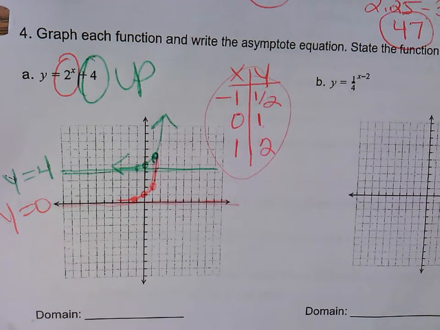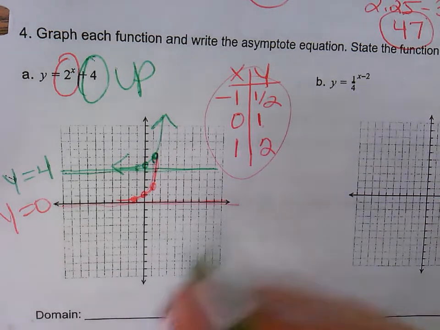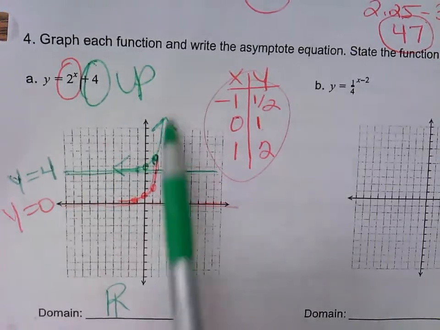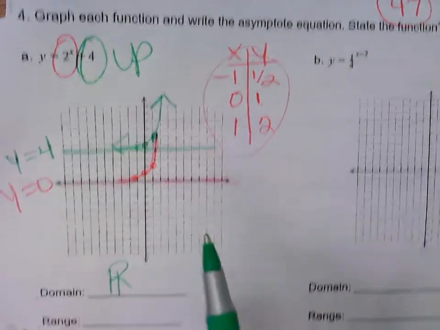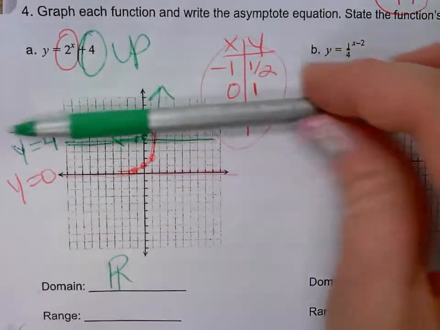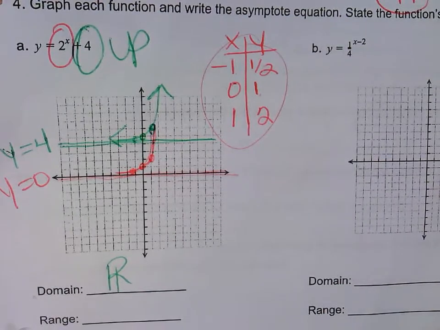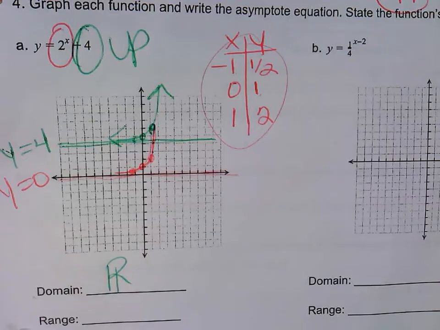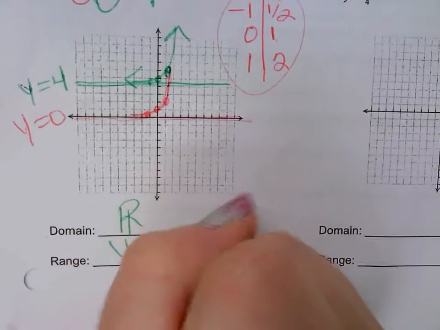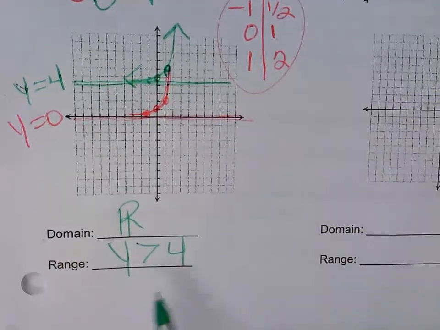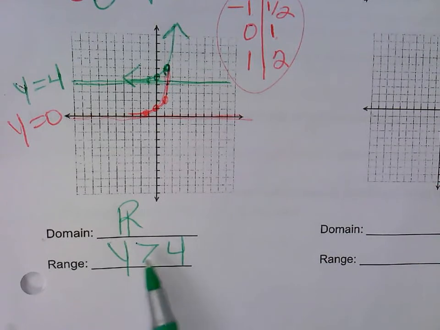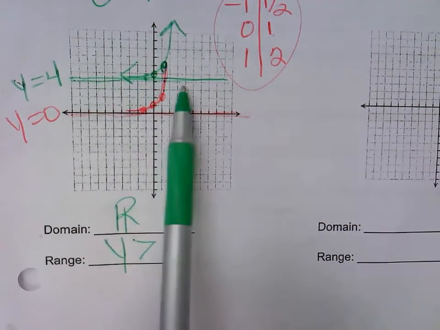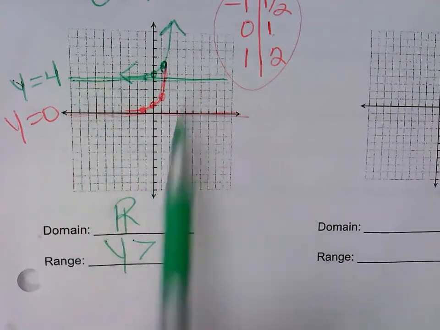Okay, so what's my domain and range for this function? Domain is always all real numbers because the graph goes forever to the left and the right, but my range starts at that green line and goes up. So how do I write my range? And you don't need the equal to. Y cannot touch the line. The line is like the barrier, so y is strictly greater than 4.